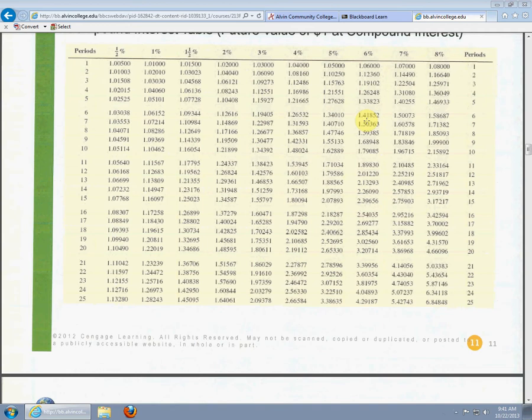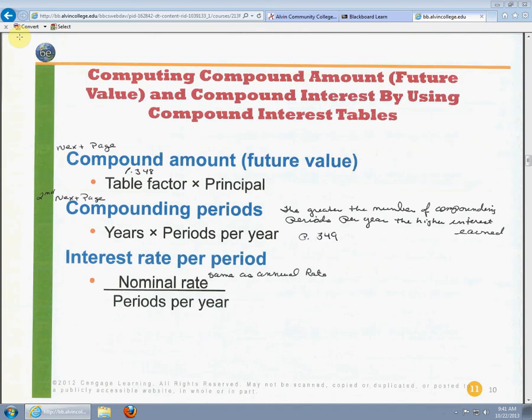Okay, sometimes, let me get my table here. Notice that on your table, it only goes to 25 years. So you may have a problem where you have more than 25 periods. You may have 30, 40, 50 periods or whatever it might be. So then you're going to have to do something different. And so these are the rules for that situation when you cannot find the number of periods on your table.